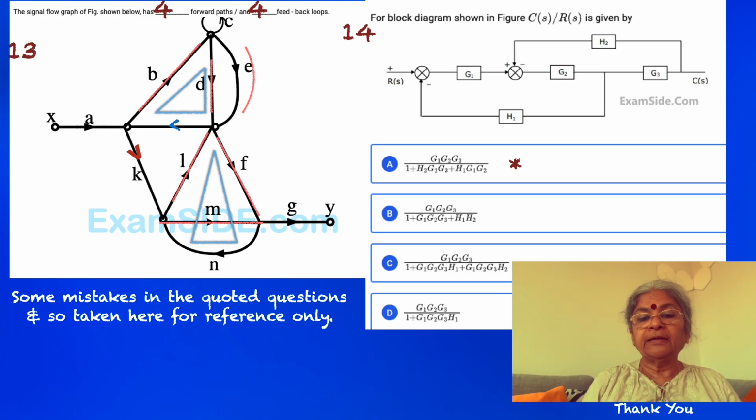Then we have G1, G2, G3, H2. Is it there in A, in B? No, we don't have it in B. We don't have it in C or D. So now we just need to confirm whether the last one is right. The last term is G1, G2, H1.